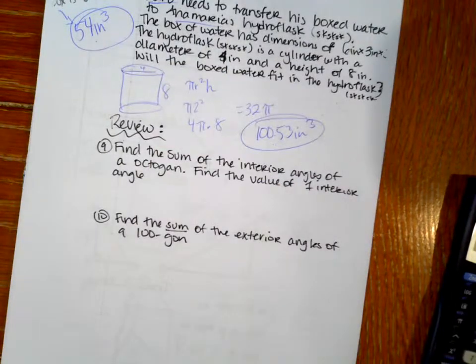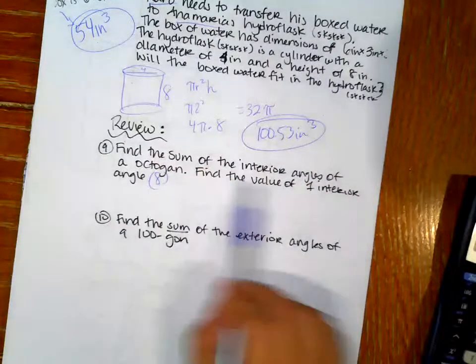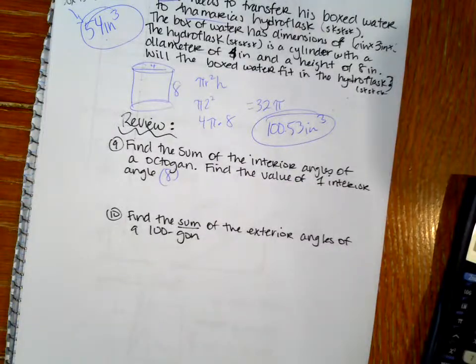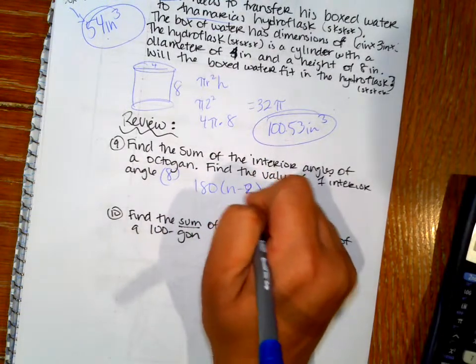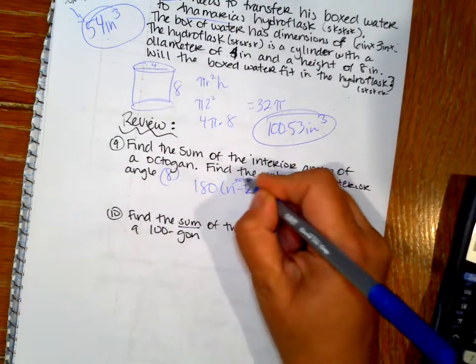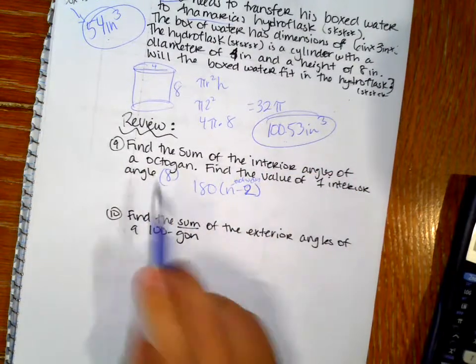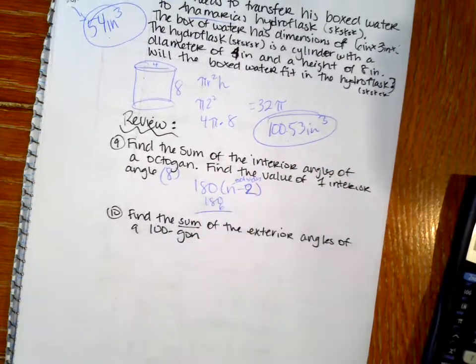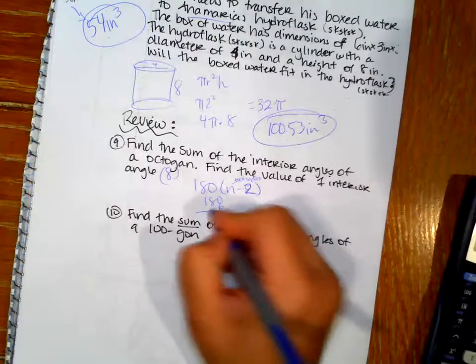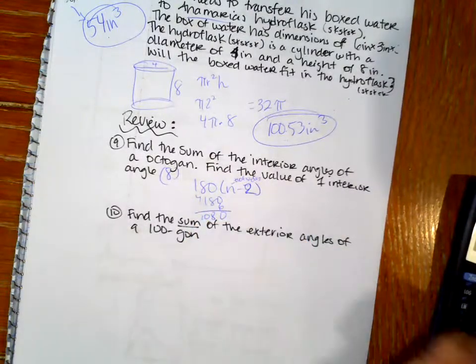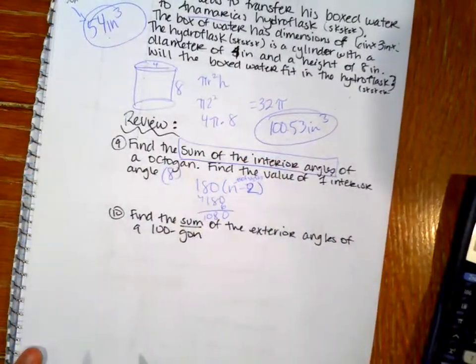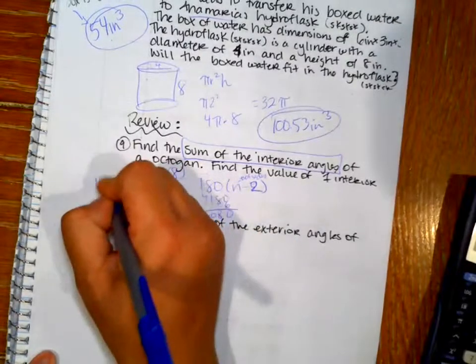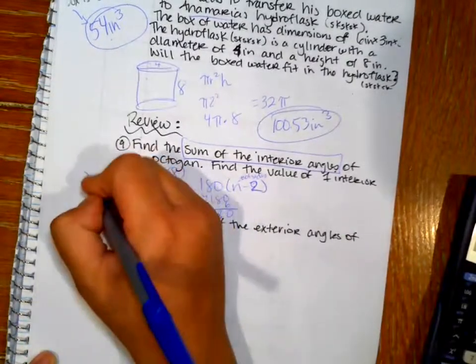Review questions. Find the sum of the interior angles of an octagon, right? And then they want you to find the value of one interior angle. The formula for that, remember, is 180 times n minus 2, where n is the number of sides. An octagon has 8, so 180 times 6, which gives me 1080. So the sum of the interior angles, the total number inside the octagon, is 1080.